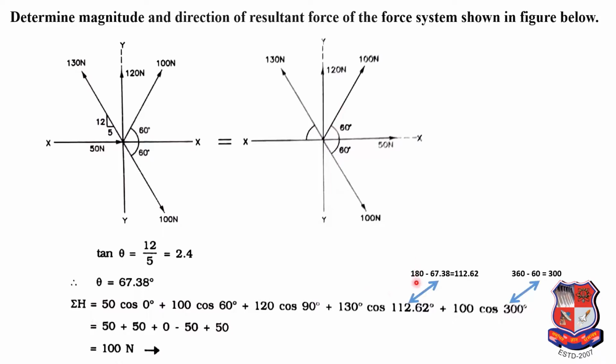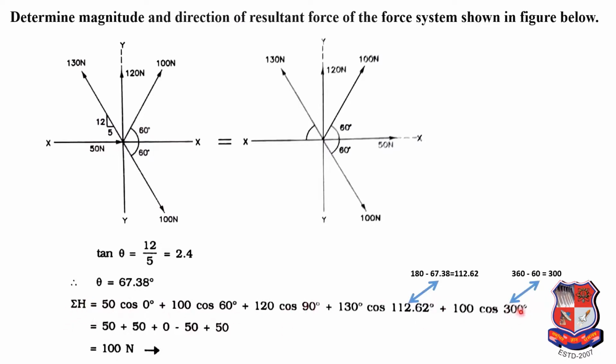So here for simplification I mention that is your 180 degree angle. So 180 minus your theta means 180 minus 67.38, that will be 112.62. Plus 100 cos 30. So here also from that 360 your 60 will be minus, so that will be 300, so 100 cos 300.